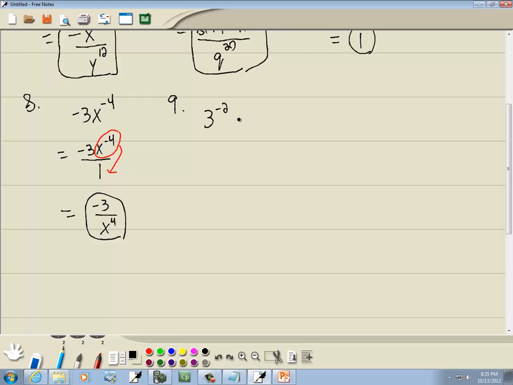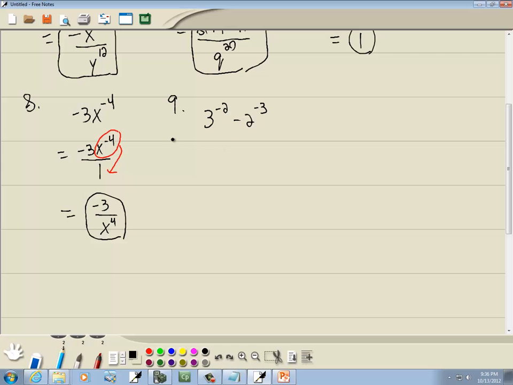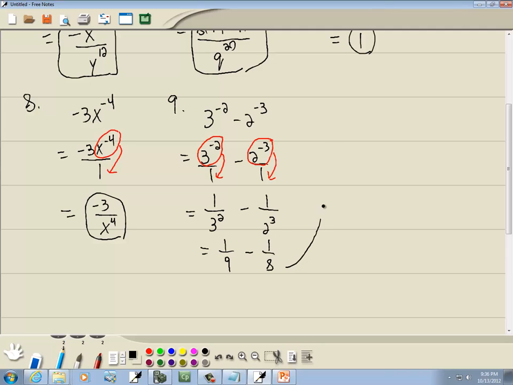Here we got 3 to the negative 2 minus 2 to the negative 3. Almost always your very first step is to get rid of negative exponents. Well, I need to put these in fraction form, so I'll put this over 1, and I'll put this one over 1. And we get rid of the negative exponent by moving it opposite of where it's at in a fraction. So the 3 to the negative 2 I'll take downstairs, and 2 to the negative 3 I'll take downstairs. So take them both to the denominator. So this becomes 1 over 3 squared minus 1 over 2 to the third. Well, 3 squared is 9, minus 1 over 2 to the third is 8.